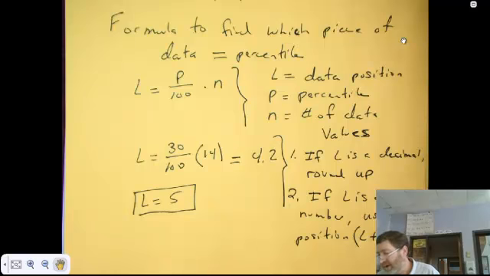Now, so that's finding which piece of data is in a particular percentile. Now, maybe more useful is finding the percentile of a given data, just kind of the opposite thing. We're going to do that next. So 5 is the 30th percentile. So the 30th percentile is 5.